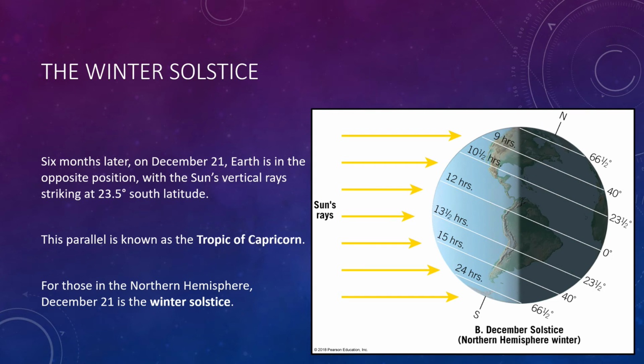Six months later, on about December 21st or 22nd, Earth is in the opposite position, with the sun's vertical rays striking 23.5 degrees south latitude at a line known as the Tropic of Capricorn. For those in the northern hemisphere, December 21st or 22nd is the winter solstice. So we have the summer solstice and the winter solstice, when we're tilted most toward or away from the sun.